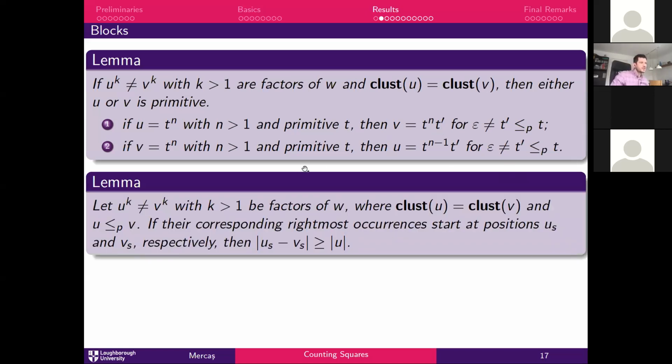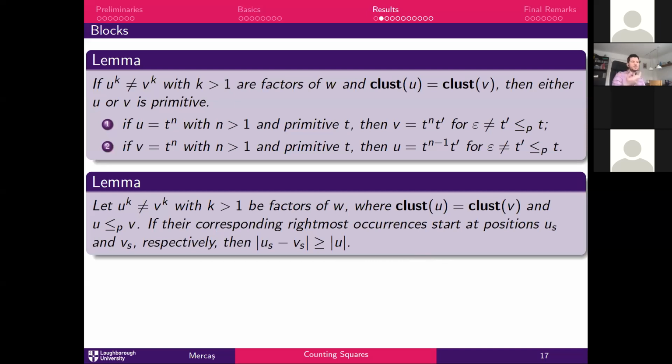By using this fact, we can find another result, namely that if you have 2 clusters that are equal, and again, U is a prefix of V in this case, then if I look at the rightmost occurrences of U^k and V^k, their starting positions are going to be at least distance |U| apart. So the starting position of their last occurrences is going to be at the gap.